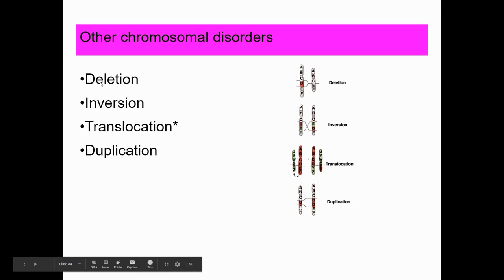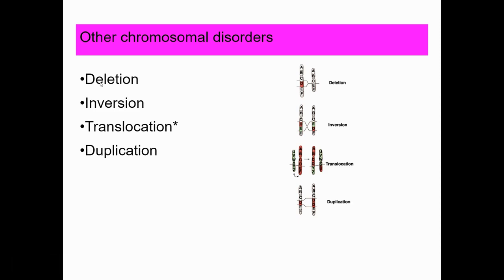All right, so other chromosomal disorders can be caused by these things. So deletion is when you get rid of something. So for all these, I'm starting on the left, going to the right. So over here it goes A, B, C, D, E, F. The D is going to get deleted, and it's going to go A, B, C, E, F. All right, so you're deleting part of your chromosome. That might cause a disorder.